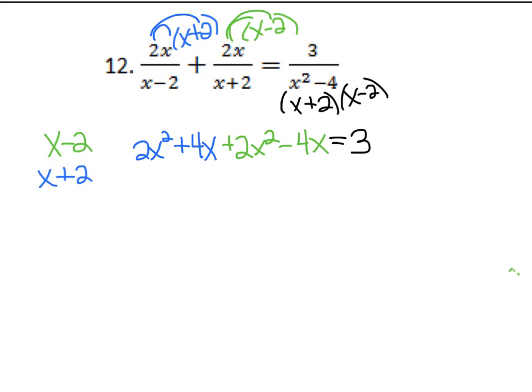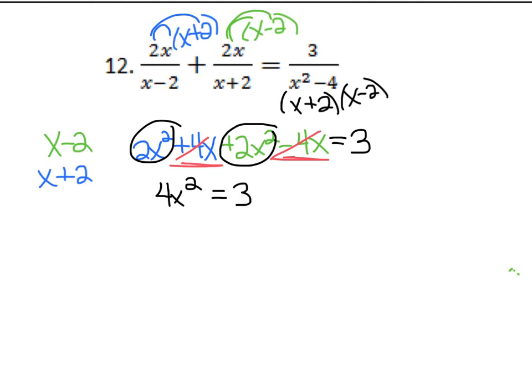Looking for like terms on the left-hand side. Well, I've got a 2x squared and another positive 2x squared, so that's going to make 4x squared, 2 plus 2. Then I've got a positive 4x and a negative 4x. Well, 4 minus 4 cancels, so they're gone. And so this is now equal to 3. Start solving for x, so we got to divide both sides by 4. So I now have x squared equals 3/4.